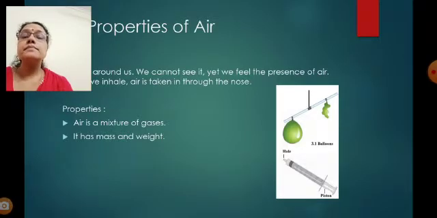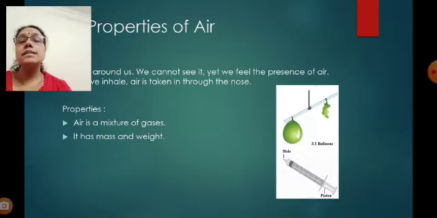In the diagram, one small experiment is shown. This activity you can do at home. Take a rod, hang it as shown in the diagram. Take two balloons. One balloon is filled with air, the other one is empty. Tie it as shown in the diagram. What can you observe? You can observe that the balloon which is filled with air is on the lower side. Why? Because of the air pressure, air mass or weight.